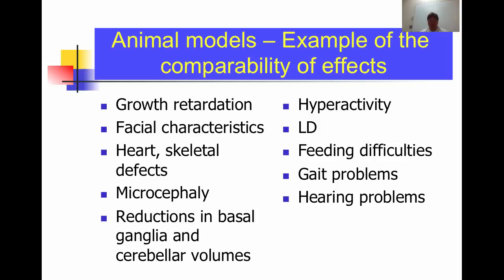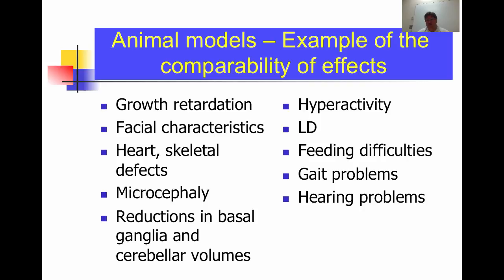Some research has been done on animals, looking at the effect of prenatal alcohol use. Obviously, researchers have been able to do experimental studies on animals that they just ethically can't do on humans. So they've actually injected or force-fed animals who are pregnant to look at the effects. And they found that these animals showed growth retardation.